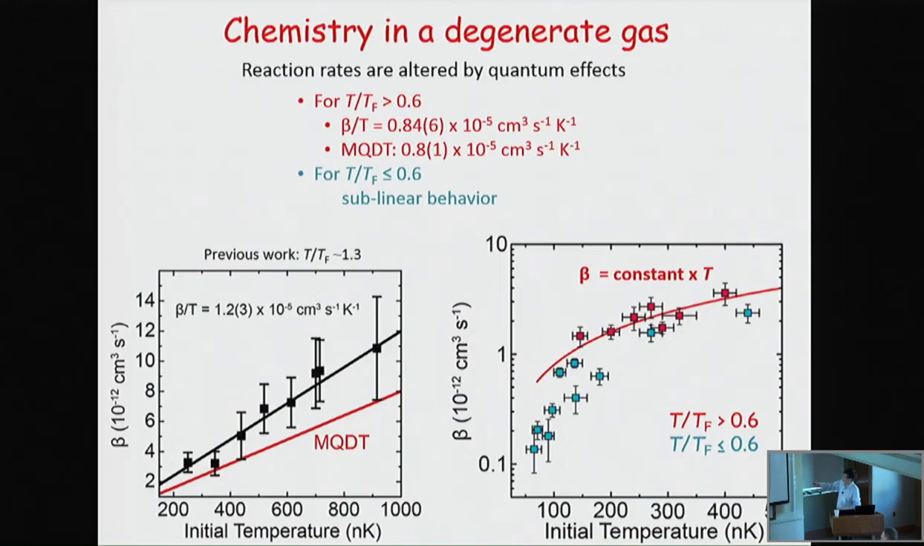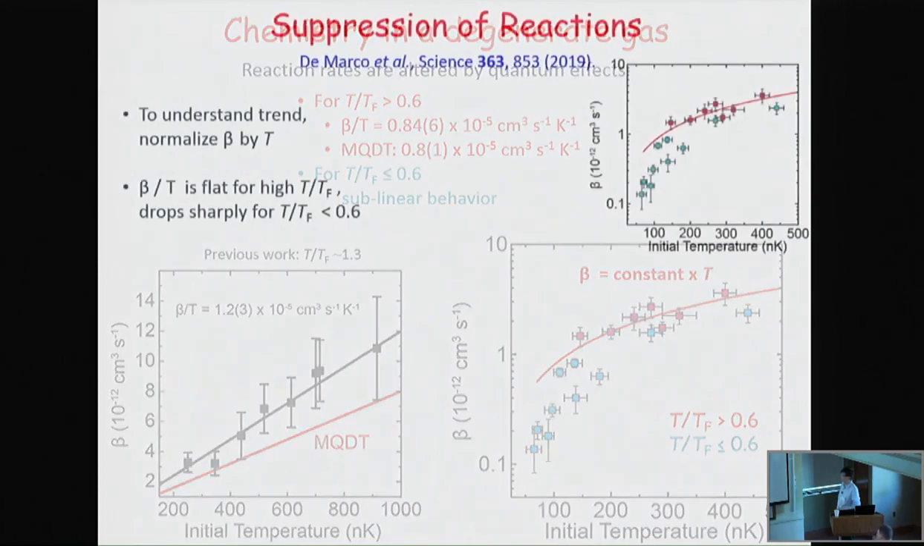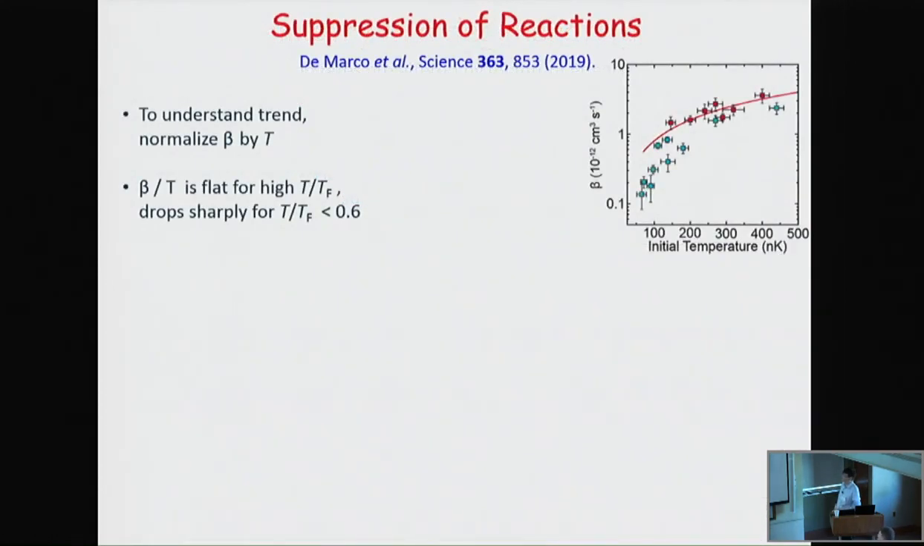And you can actually see for the classical gas, we pretty much recover the classical prediction of beta over T equals 2.8. That's what the MQDT theory predicted. The rate constant is proportional to T with that proportionality constant in front of it. But for the Fermi gas, when T over TF is less than 0.6, there's a suppression of the reaction rate. Where does that suppression come from?